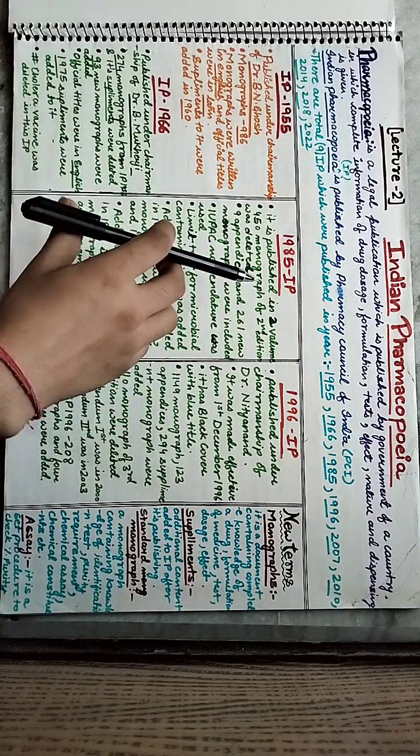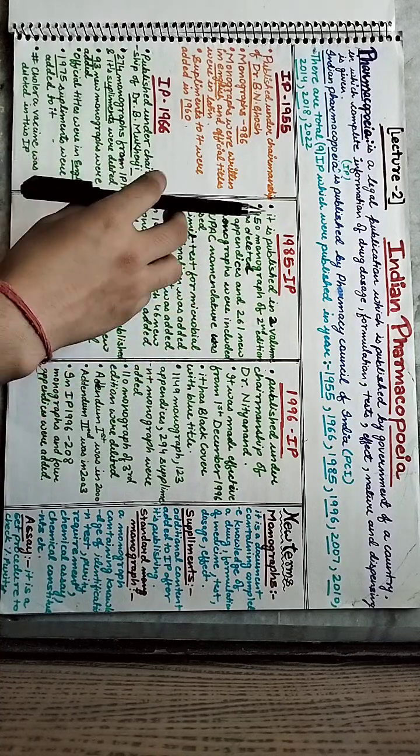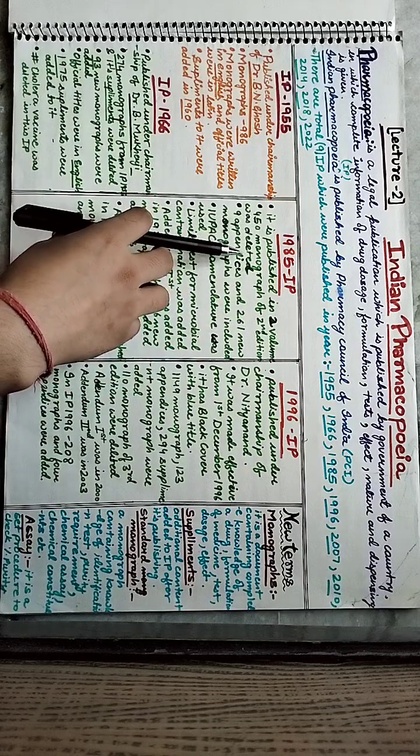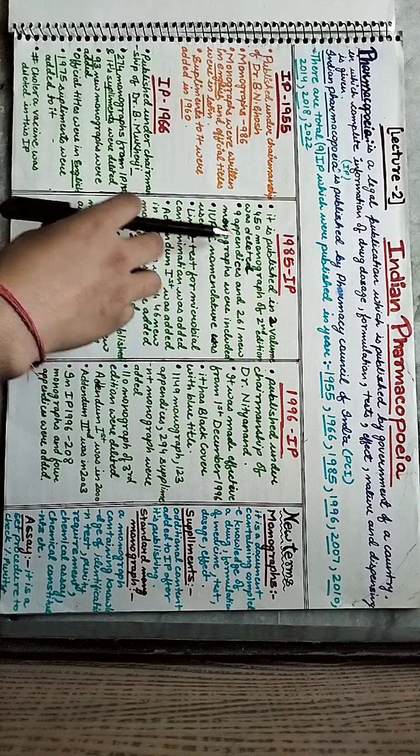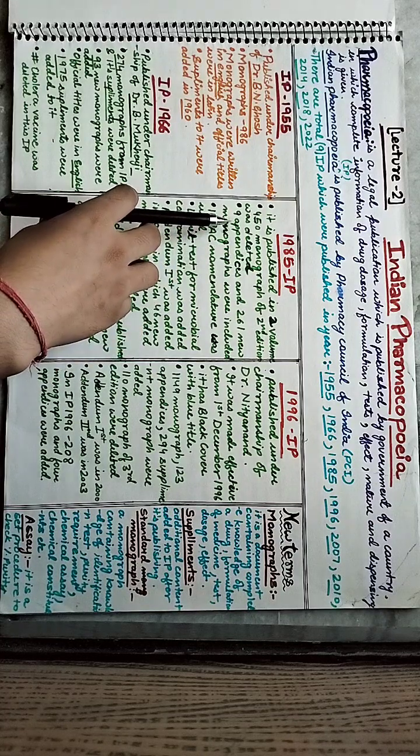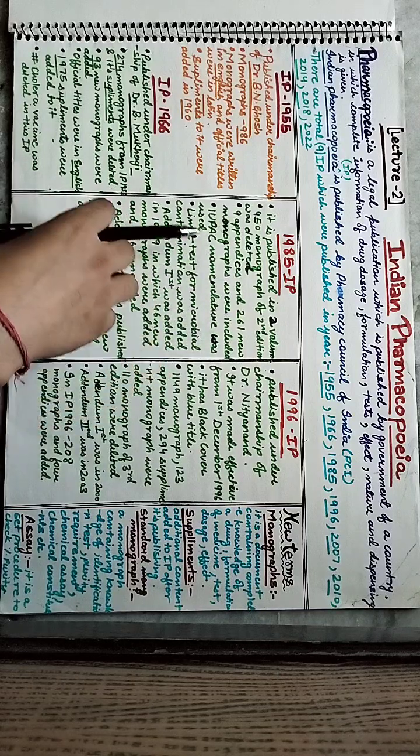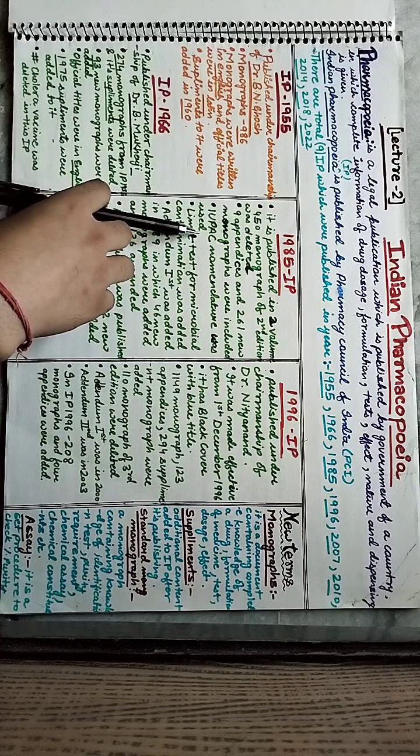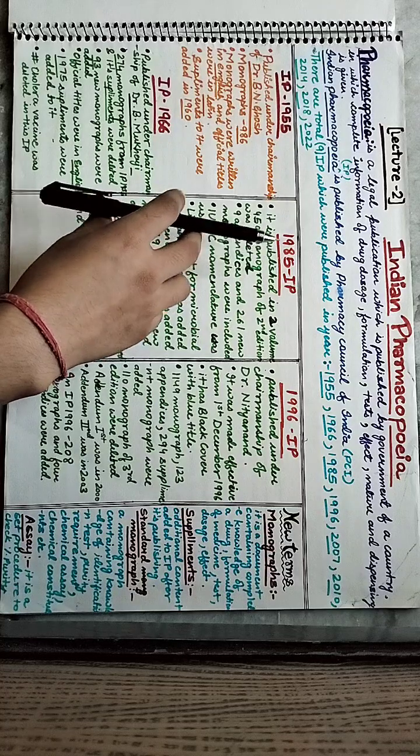Next we come to the 1985 IP. It is published in 2 volumes, and 450 monographs of the second edition were deleted, and the rest of the monographs of IP 1966 were added in this. In addition to that, 9 appendices and 261 new monographs were included, and IUPAC nomenclature was used in this. It is also an important MCQ: from when did IUPAC nomenclature start? So IUPAC nomenclature in IP started in 1985.